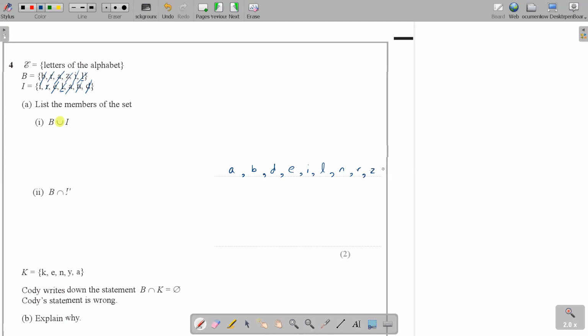So these are the letters that are common to both. Or else you just don't need to go in order. You really don't need to go in order. You can simply go as it is. Just make sure that everyone is covered, and don't repeat any letter.